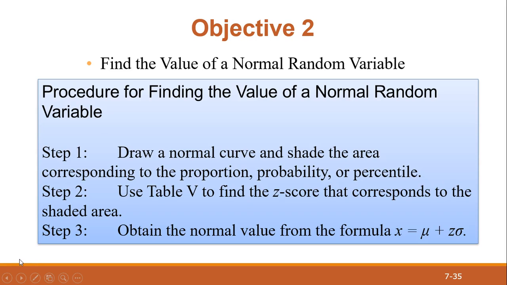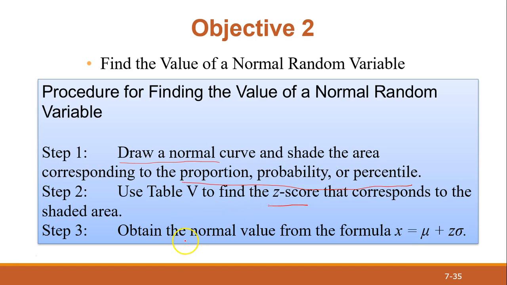You are given a certain probability or proportion or percentile, and you don't necessarily have to draw the normal curve, but you will have to, on your table 5, find your proportion, probability, or percentile on the z-score table, the closest one possible, and then find your corresponding z-score that corresponds to the shaded region or probability or percentile.